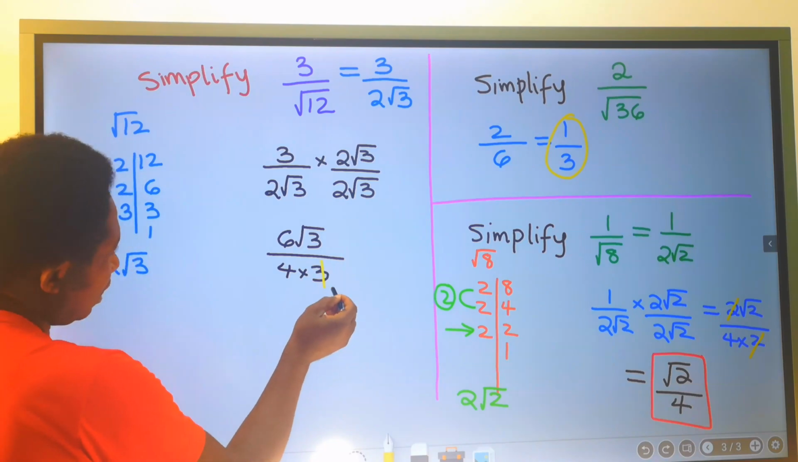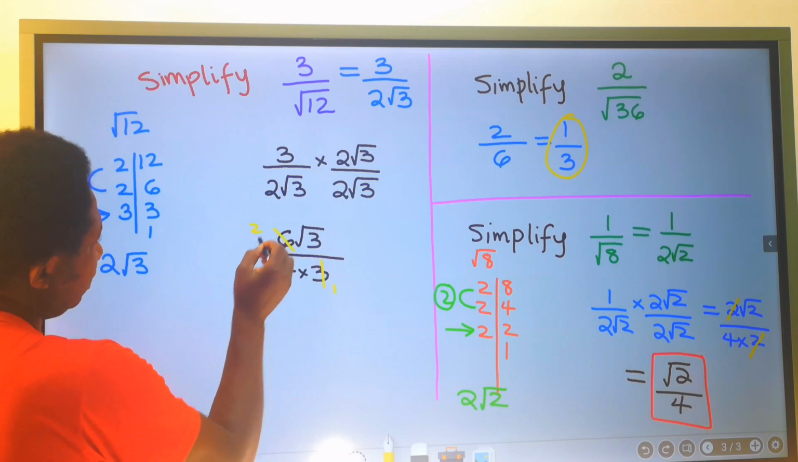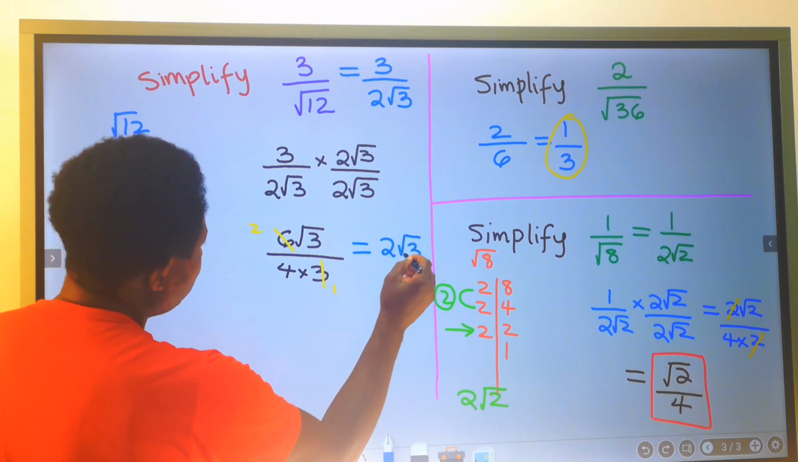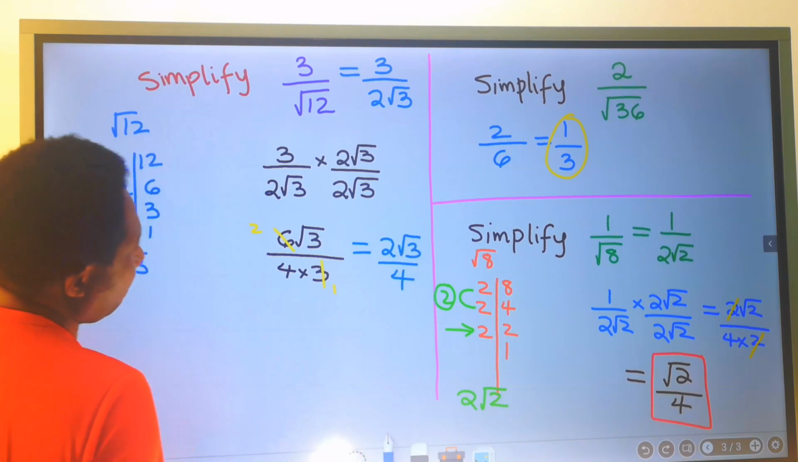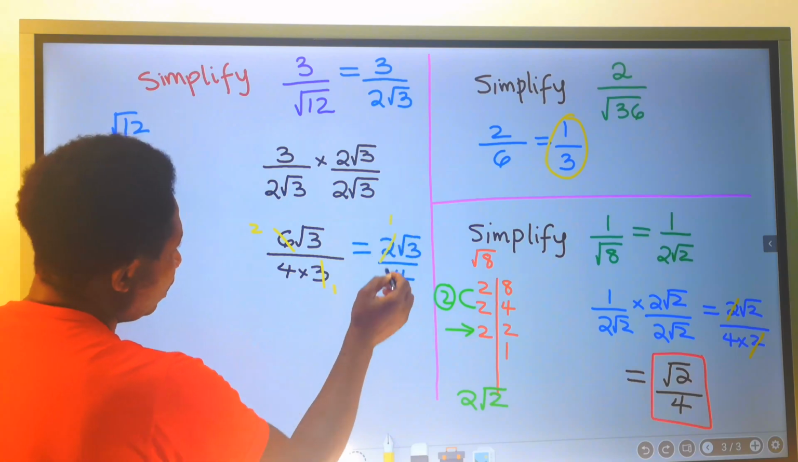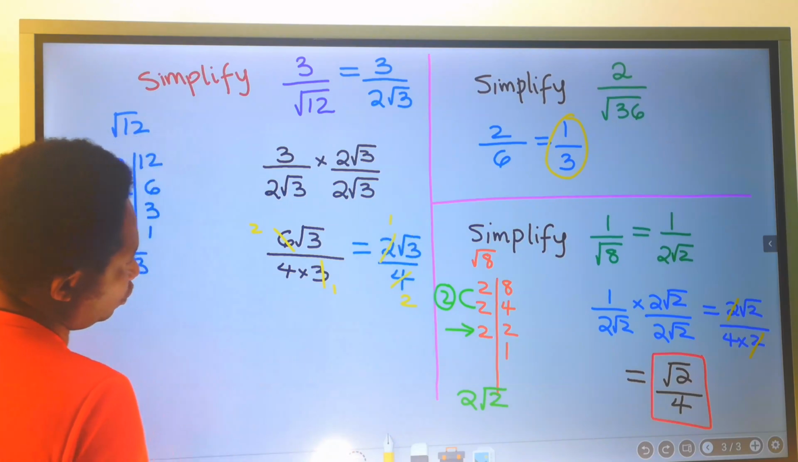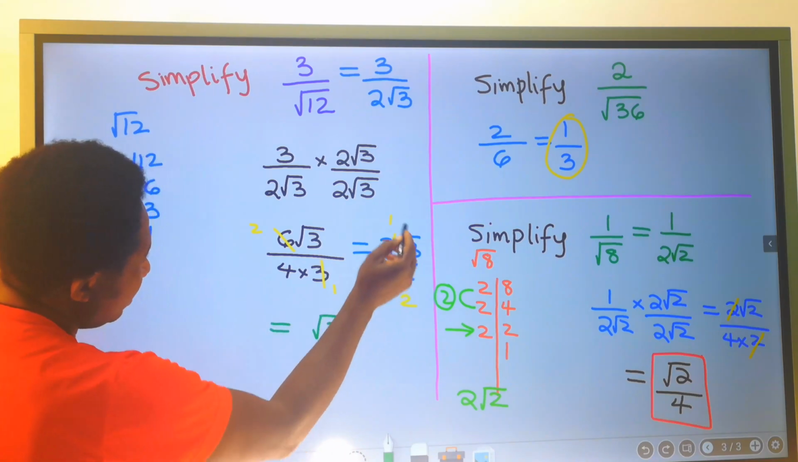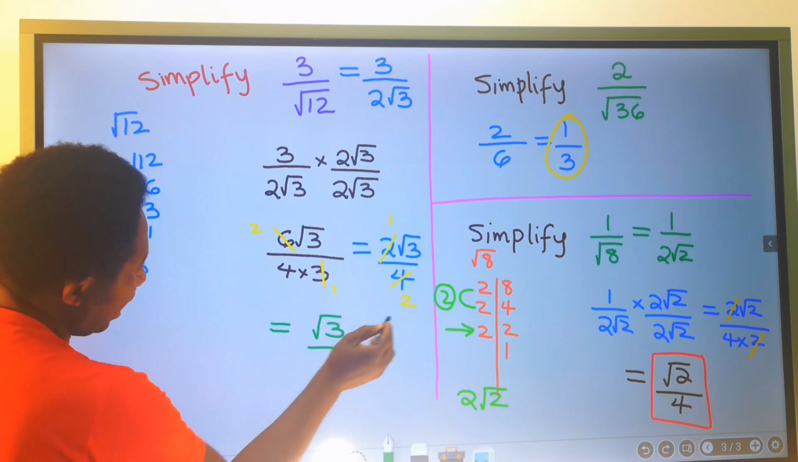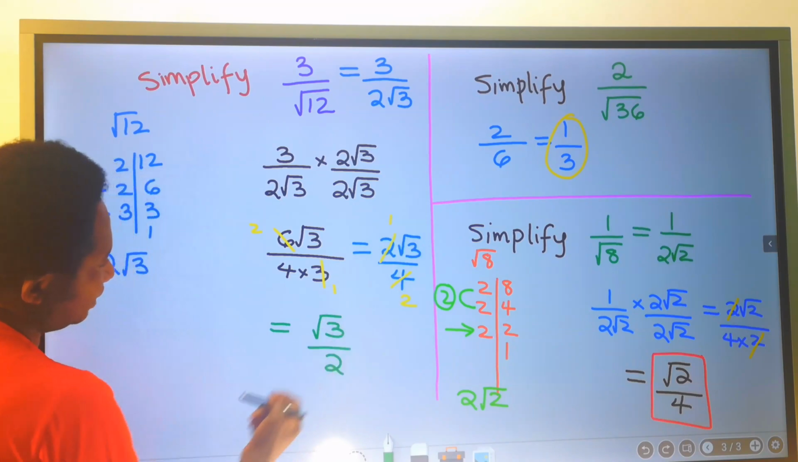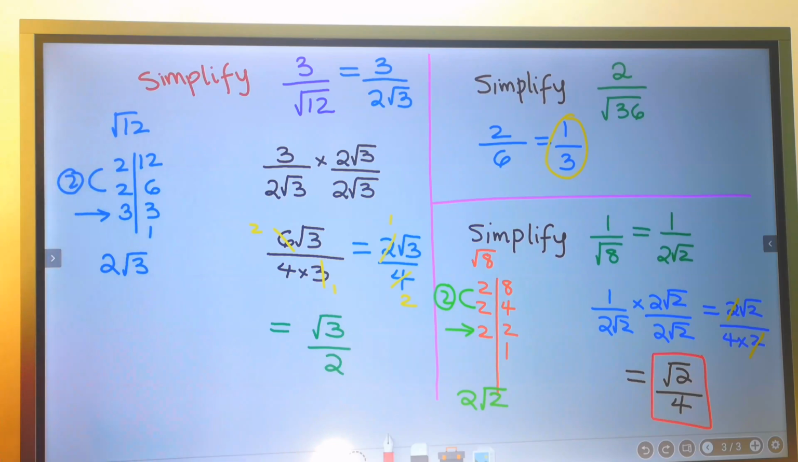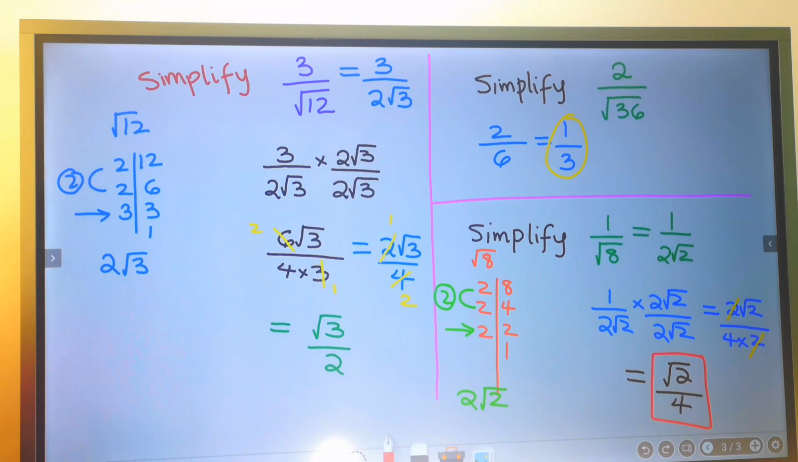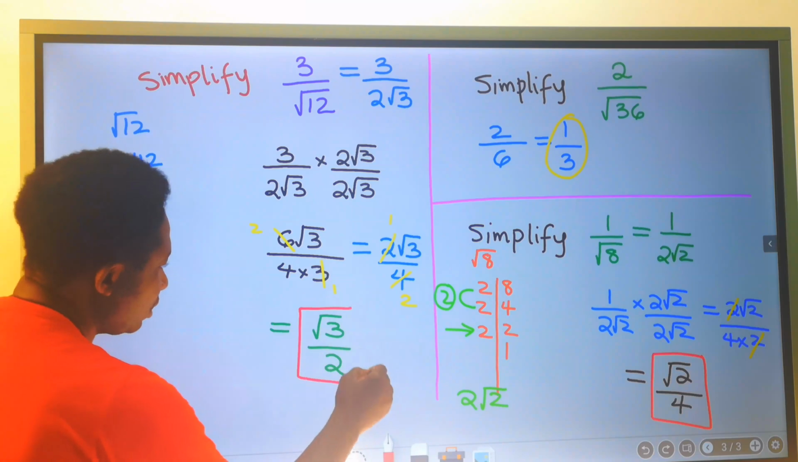Next, 3 here is 1, and 3 here is 2. Here, we're going to have 2 root 3 divided by 4. Next, 2 here is 1, and 2 here is 2. And now we have root 3 remaining at the numerator, and 2 remains at the denominator. Now we have succeeded to eliminate the radical at the denominator, and this becomes our answer.